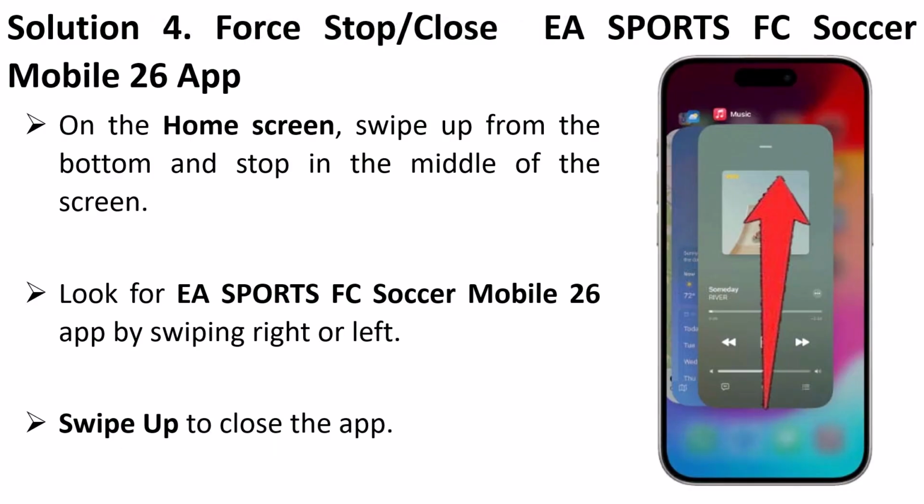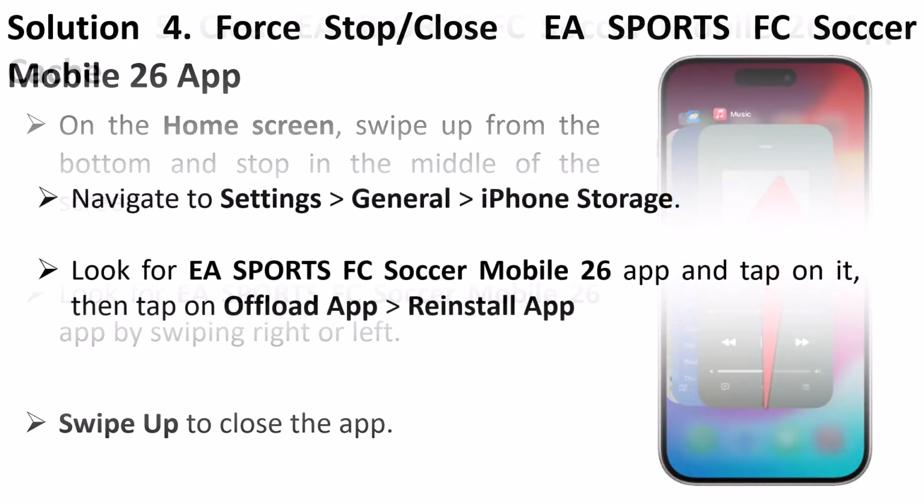Solution 4 is to force stop or force close the EA Sports FC Soccer Mobile 26 app. So on the home screen, swipe up from the bottom and stop in the middle of the screen. Look for the EA Sports FC Soccer Mobile 26 app by swiping right or left. Swipe up to close the app. Now go ahead, launch the game and check.